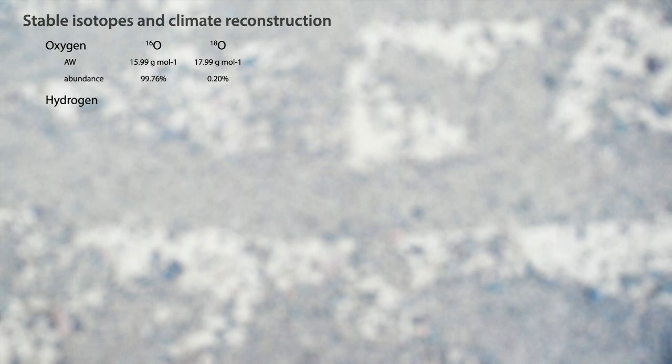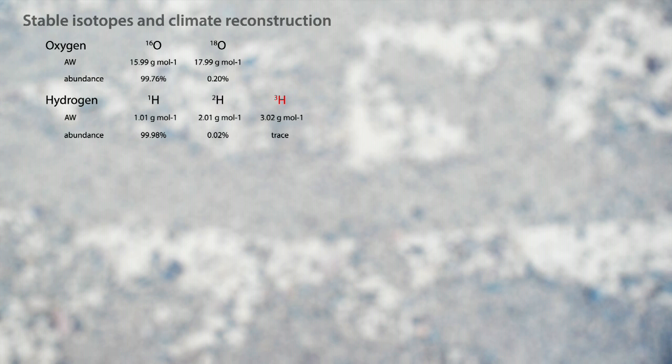Isotopes of hydrogen are also used in climate reconstruction. The most common isotope of hydrogen contains no neutrons, giving it an atomic mass of about 1. Nearly all hydrogen atoms on Earth are in this form. A small proportion of hydrogen atoms contain 1 neutron, giving it an atomic mass of 2. This form of hydrogen, called deuterium, is stable. Another isotope of hydrogen, tritium, contains 2 neutrons, giving it an atomic mass of about 3, but this isotope is unstable and it's present in the atmosphere only in trace amounts.